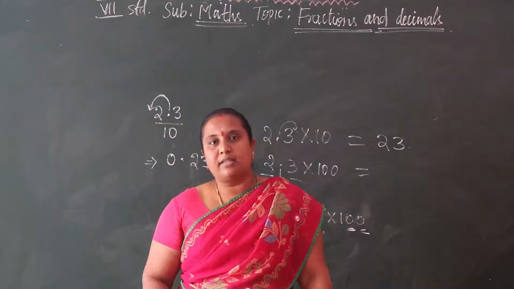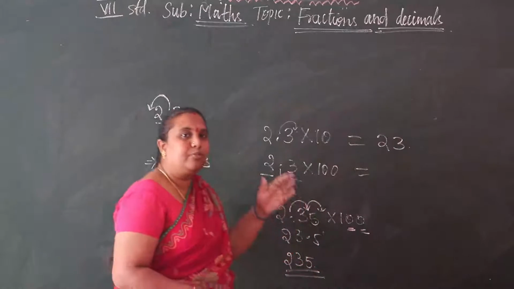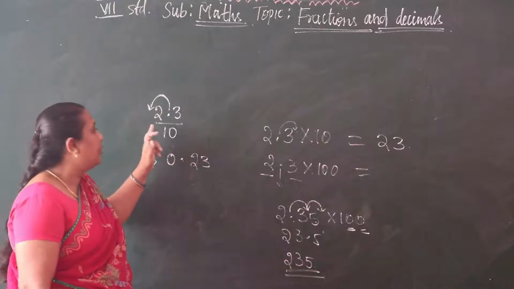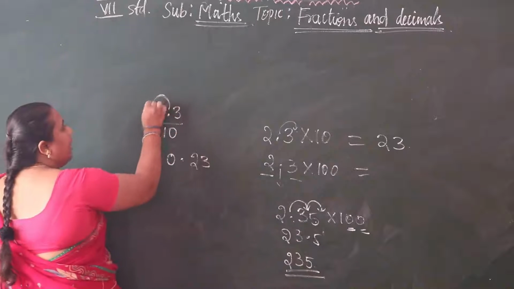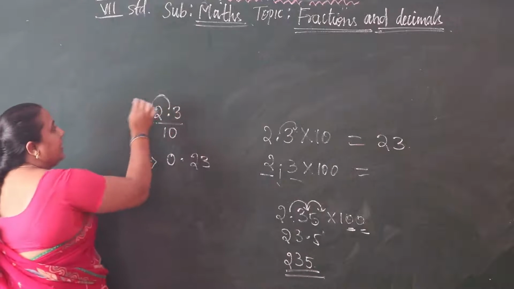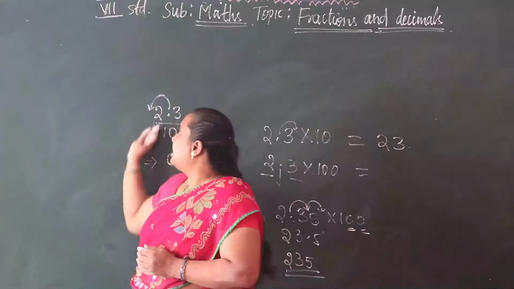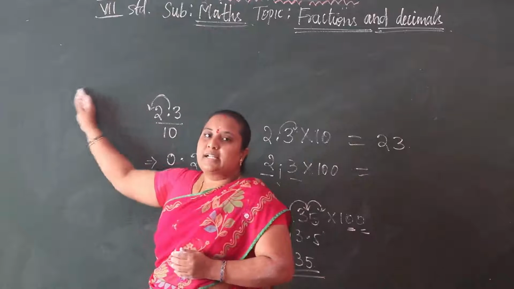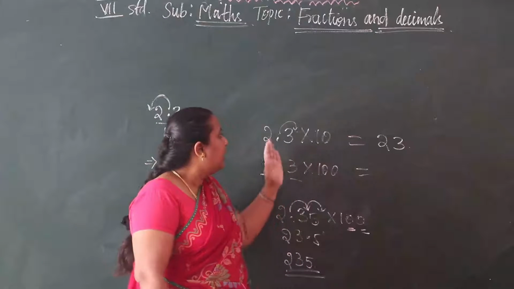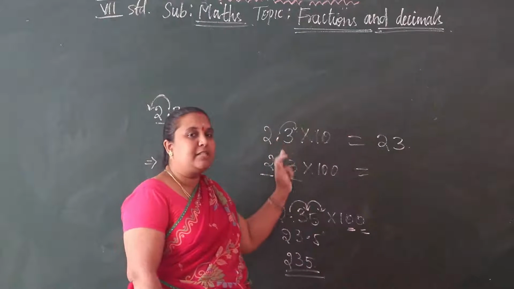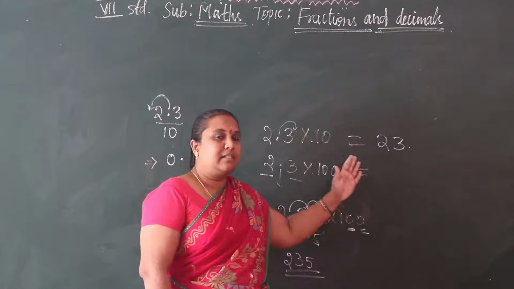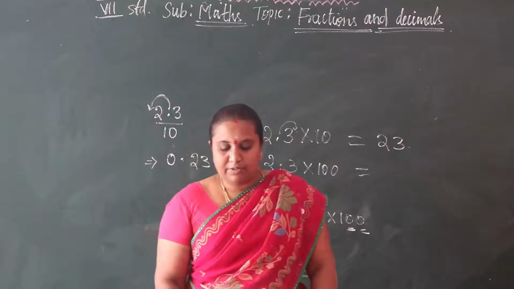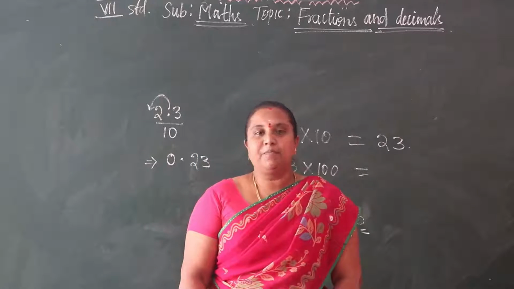How many zeros are there? That much, the decimal point should be shifted to the right side of the number. Okay, so here this is left, and this is right. This is the right side of the number. In a division, the decimal point moves to the right side of the number, and in a multiplication, the decimal point moves to the left side of the number. Understood, children?